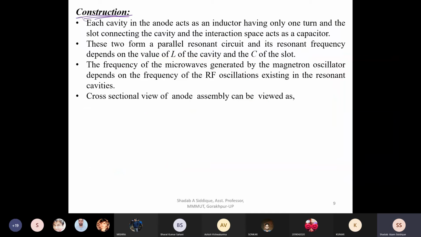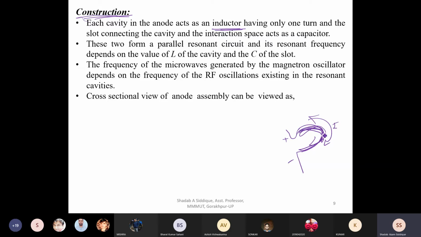If you see the construction, each cavity in the anode acts as an inductor. In the cavity, one side is positive and one is negative, so the positive plate and the negative plate act as a capacitor. And the bending of the electrons will produce some current on the wall side, and this current will give you the inductance.